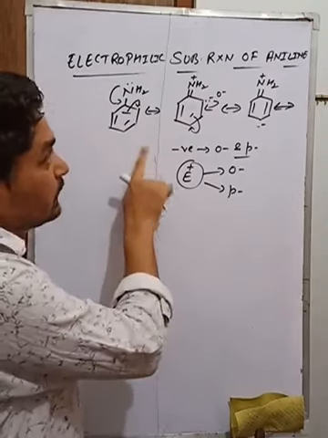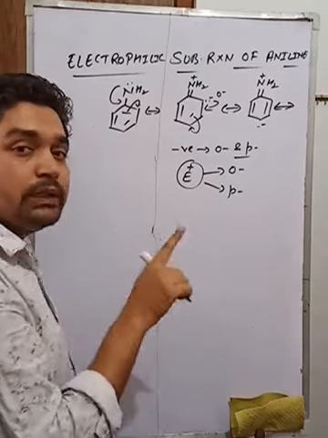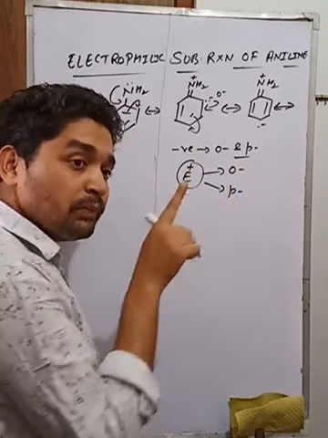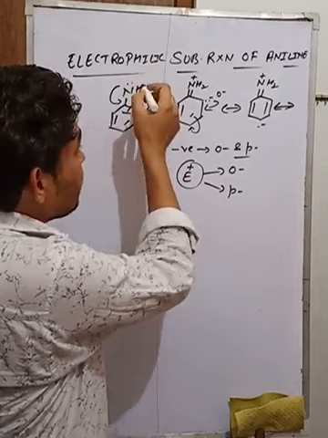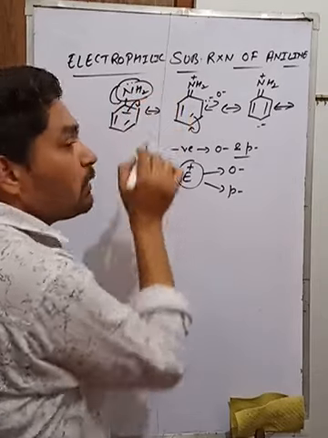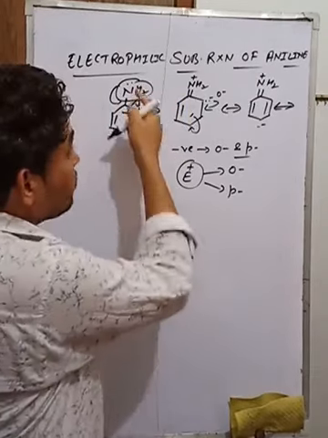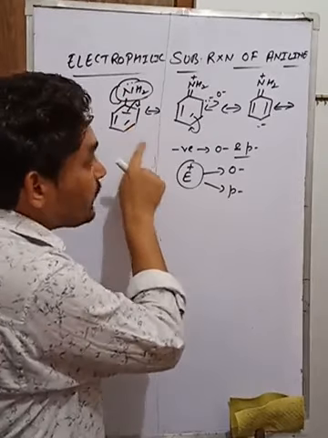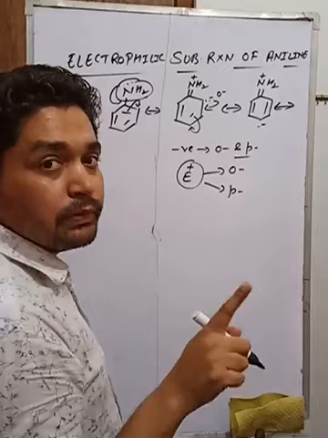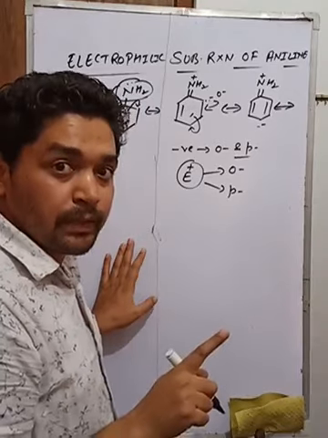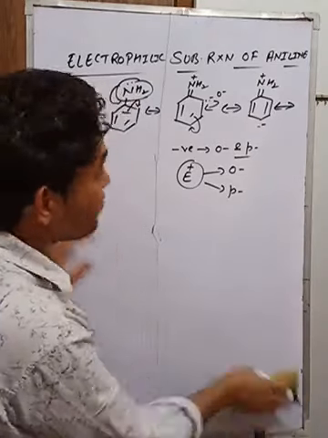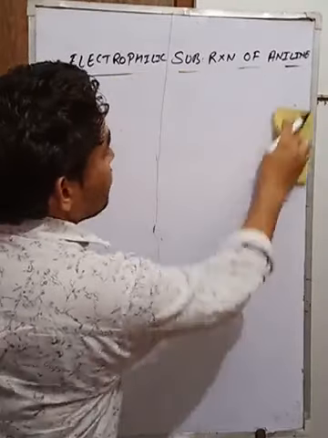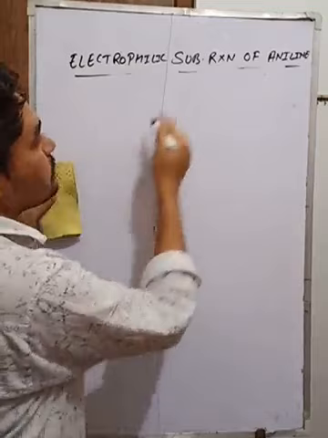Thus, aniline undergoes electrophilic substitution reaction at the ortho and para positions, because the NH2 group in aniline is a powerful activating group. It donates its electron pair to the benzene ring and makes it active towards electrophilic substitution reaction. Got it? Next, how many electrophilic substitution reactions are there? There are 3 electrophilic substitution reactions.